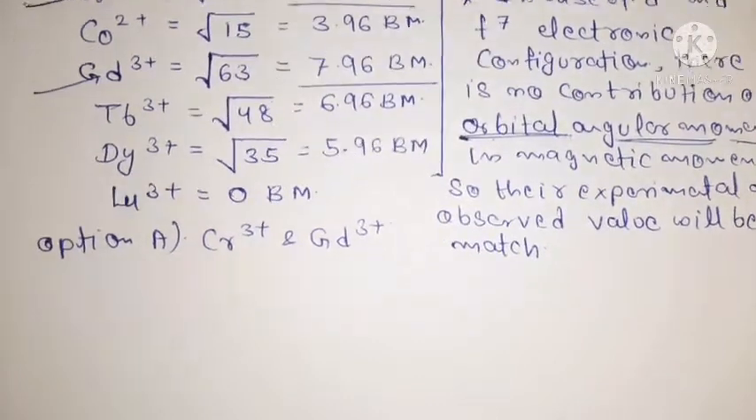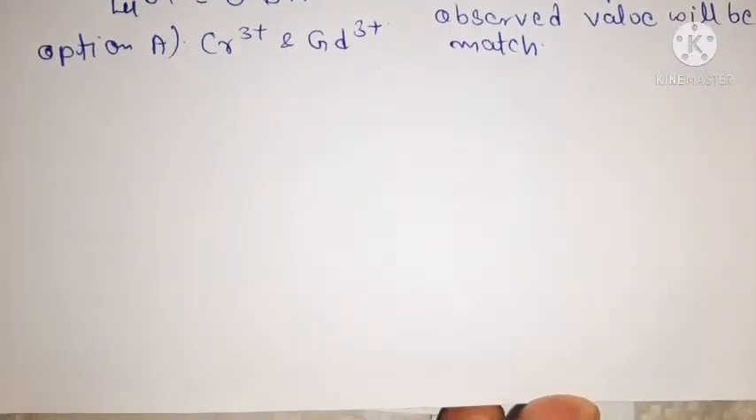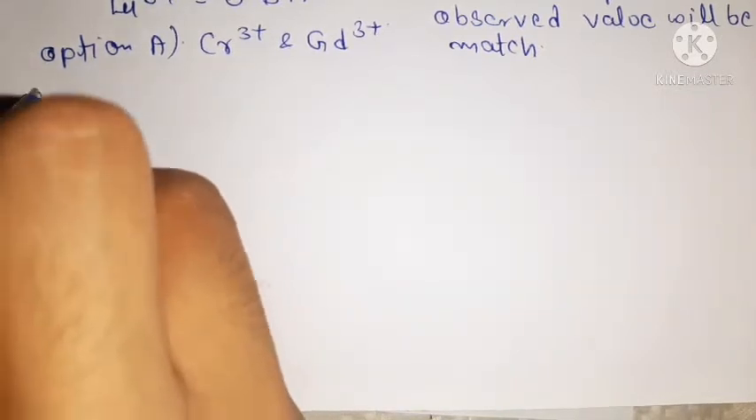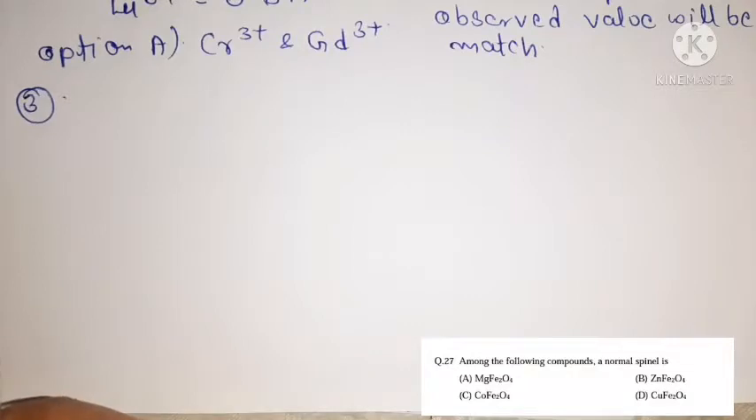now we move towards our next question, and see, it says among the following compounds a normal spinel is, and we have four options. Okay, it is a direct question friends, so let's do the solution of this question. You must find the normal spinel compounds. Okay, when you see the options given in your question, we clearly see that iron will be common in all these options.